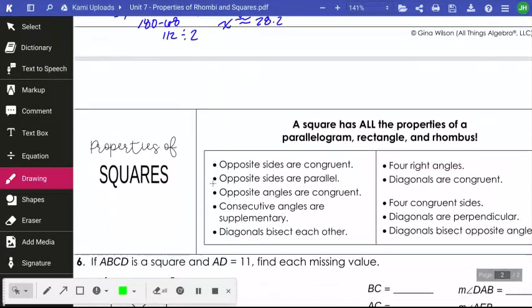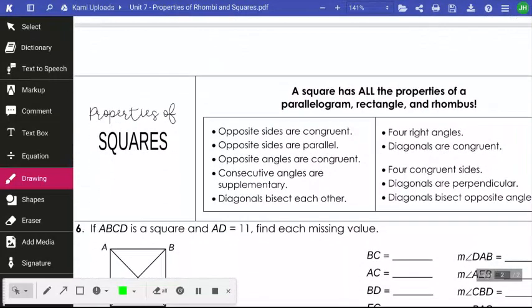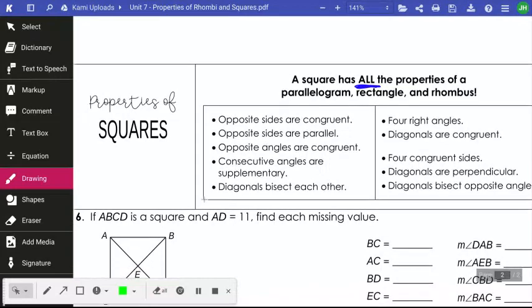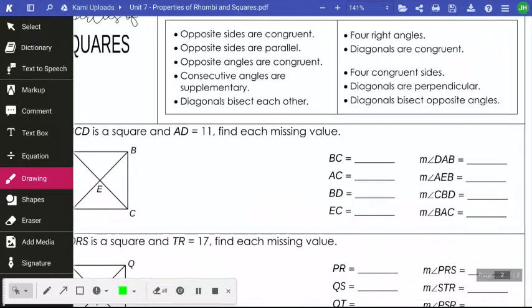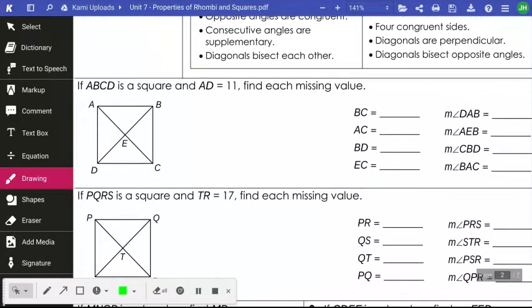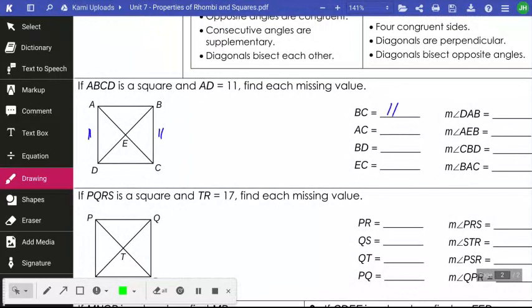Okay. Moving on to squares. Squares have all the properties. So everything we've learned at this point is all inside a square. So we are going to work on this. So we have AD being 11, and we're going to find every missing value. Okay. So in order to find BC, it's going to be opposite sides being equal. It's also 11. All right.